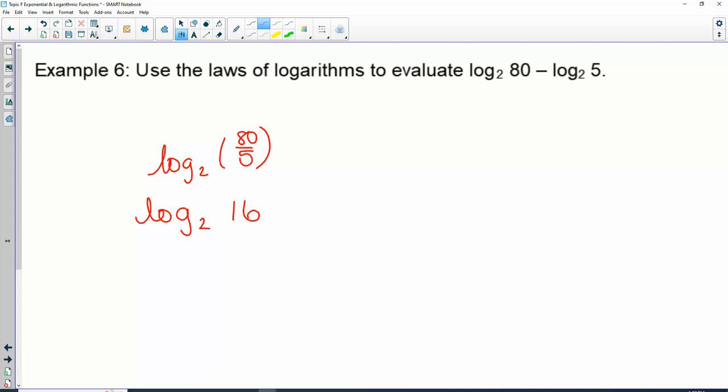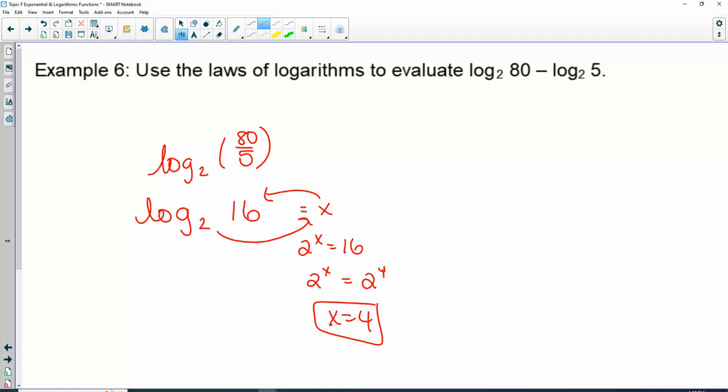Now, if you understand what a log means, you might just be able to look at this and answer. This is like saying 2 to what power equals 16? 4. And so you could just write 4. If that's not obvious to you, you can say this is equal to x and use your definition. 2 to the x equals 16. And then can you see it? Some people can just look at it, some people need to write it out. You can even say, if I was trying to get a common base, 2 to the 4th equals 16, so x is 4. The amount of work you show is up to you.